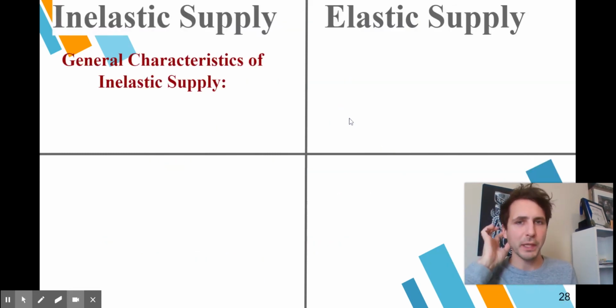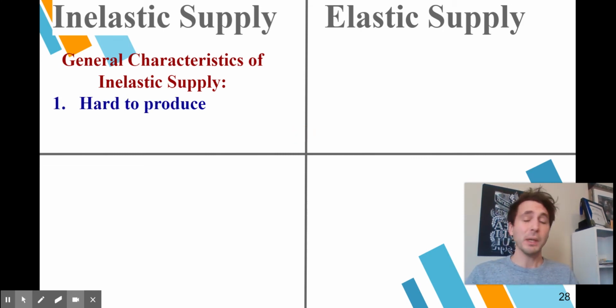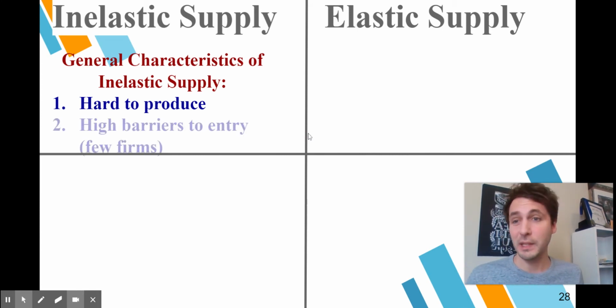Okay, so let's get into some characteristics here between elastic and inelastic. It's broken up into sort of a split chart here. General characteristics of inelastic supply are that the goods are really hard to produce, right? Price goes up, firms want to produce more to take advantage of those profits. But if we're talking about what's hard to produce, nuclear reactors, those are hard to produce. If the price goes up for nuclear reactors, you're not going to see a dramatic increase in quantity supplied because it's hard to actually respond to that price.